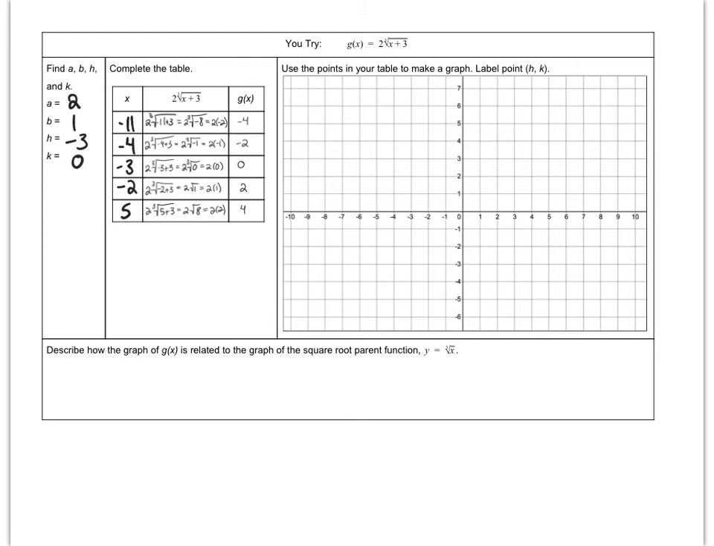Now I want to point out that h is -3. We have x plus 3, which means we're subtracting a -3. So h is -3. And then k is 0, because we're not adding anything outside of the radical. So I've substituted my x values into my function to find some points that I'm ready to plot. Let's go ahead and make that graph.